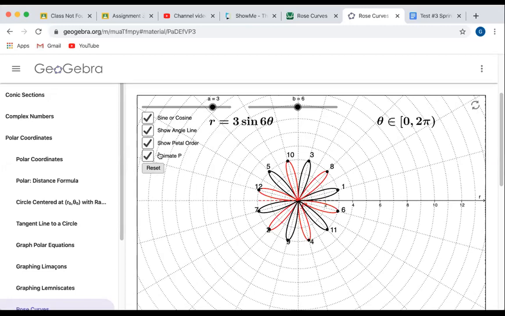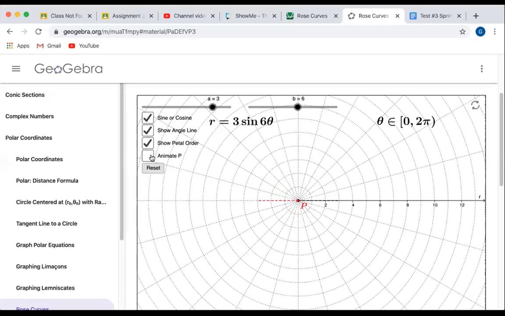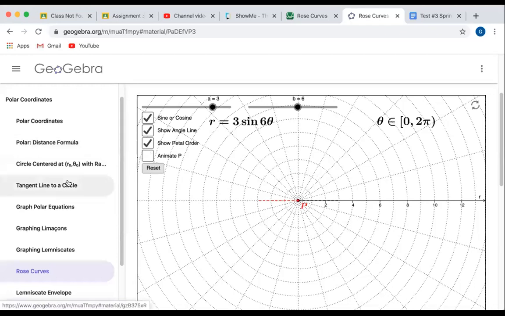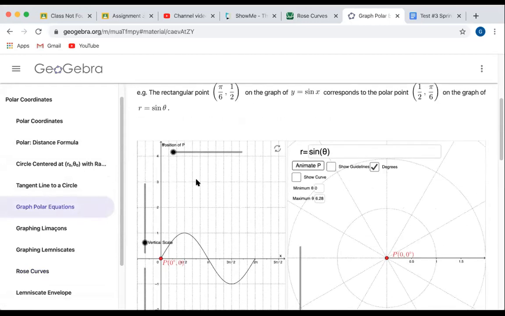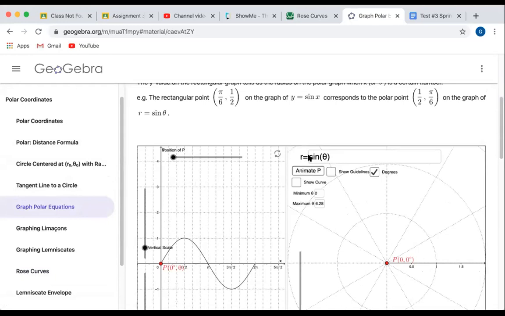And it is pretty confusing, but I recommend, and actually Mr. Stir does have this one, graphing polar equations. And in this one, you can type in any function you want. So in this case, well, I thought you could type in any function you want. If b is not a whole number, then your rose curve will not end at 360. It will end short. And this is not letting me change that. That's too bad.